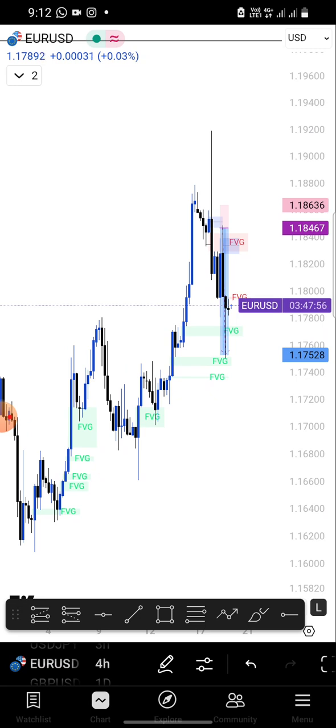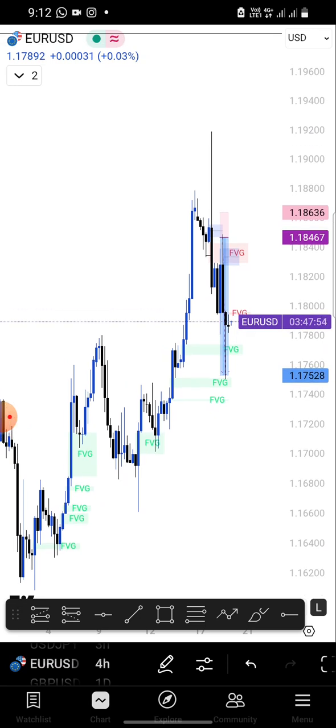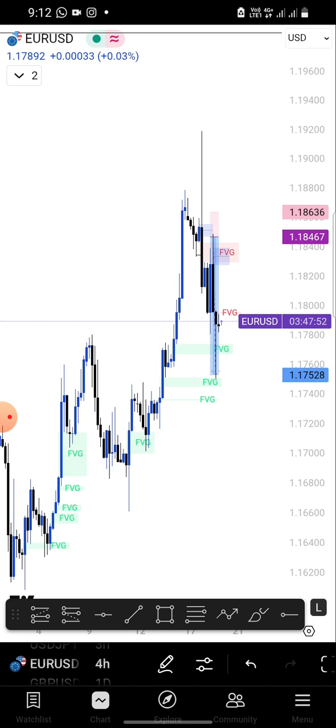Okay, so I usually start my analysis from the weekly time frame, sometimes the monthly time frame. That's if it's at the end of the month. But for this EU trade, I actually started from the daily time frame because the weekly time frame was so unclear and confusing. Okay, so let me show you on the daily time frame.